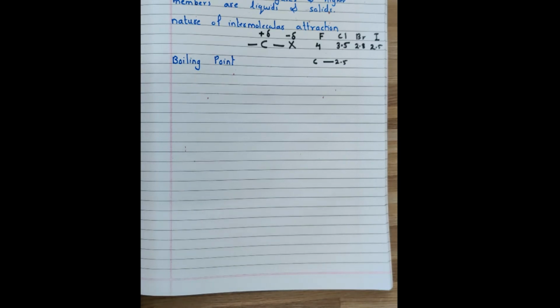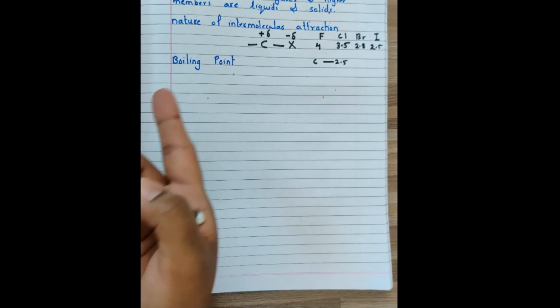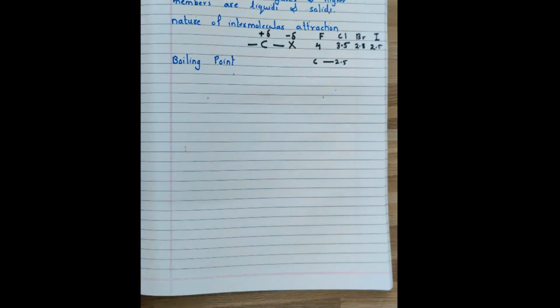When intermolecular forces increase, it means the attraction between the molecules is good and they are held nicely with each other. Therefore the boiling point goes on increasing. So boiling point increases from lower alkyl halide to higher alkyl halide.